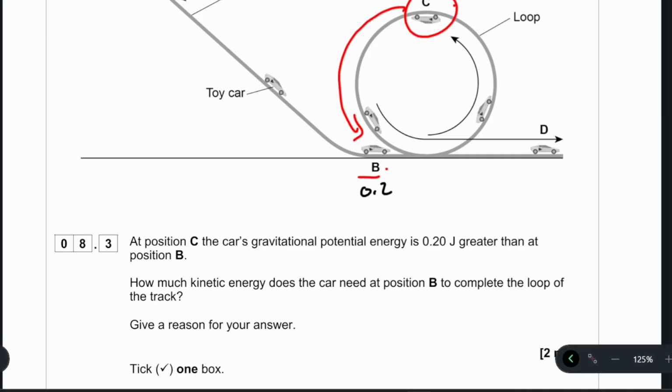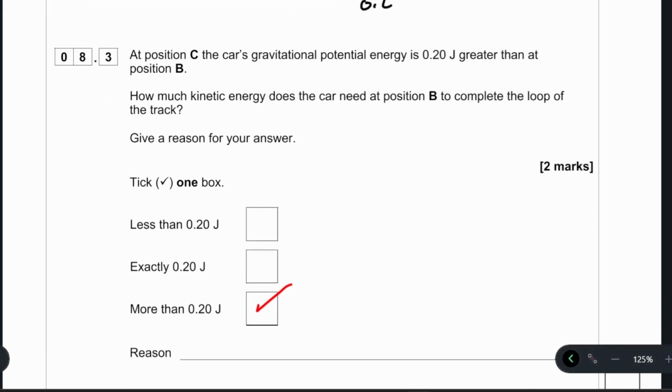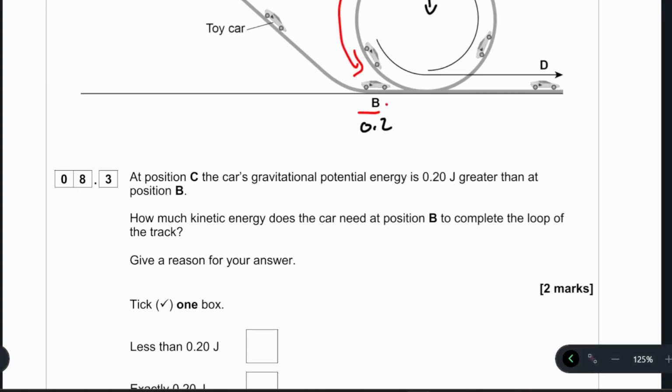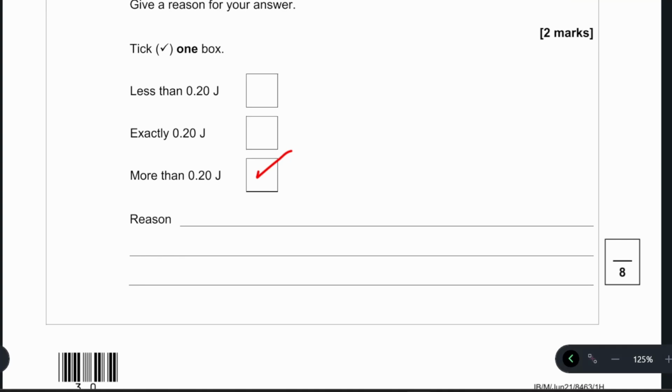If our kinetic energy is 0 at C, that means the car is going to stop moving and it's going to fall down. What we need is the car to keep moving, and so we need some kinetic energy. So we need at least a little bit of kinetic energy, and so we need more than 0.2 joules. So the reason we can say is that the car needs to be moving.